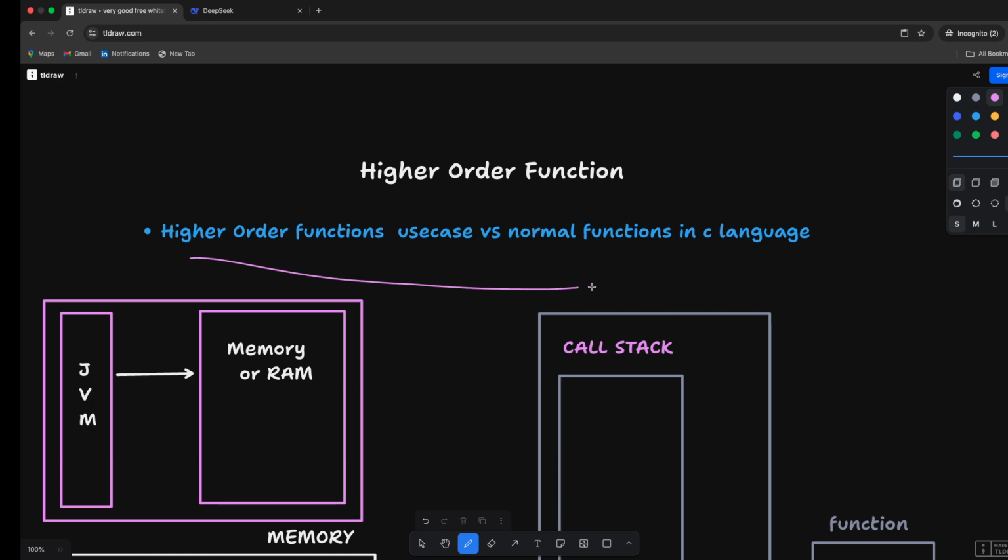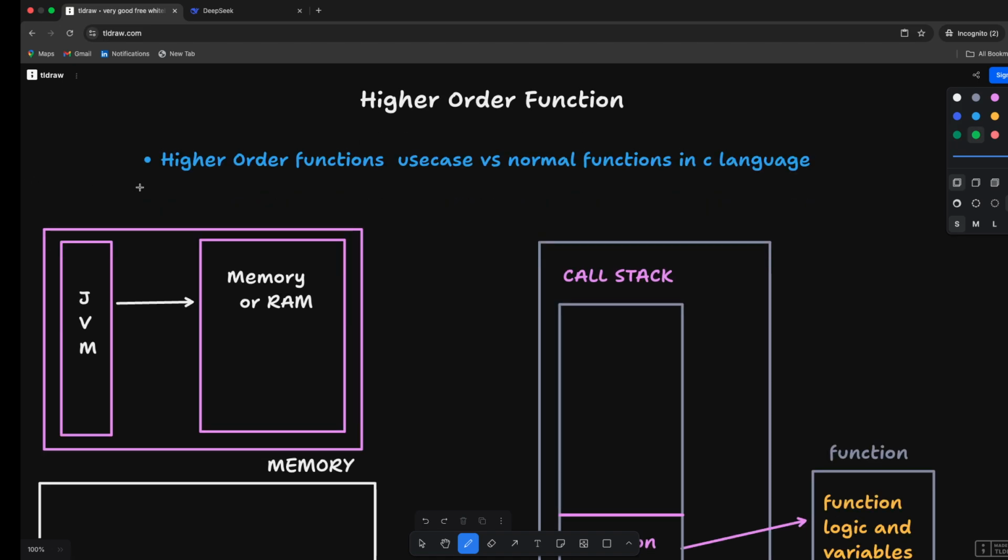Now let's see how higher order functions work, and the difference between higher order functions and normal functions. For example, in C language as well, you have functions, right? So we'll see what the difference is. This is basically how my Node engine looks. This is my virtual machine, which is going to convert my code into machine language.